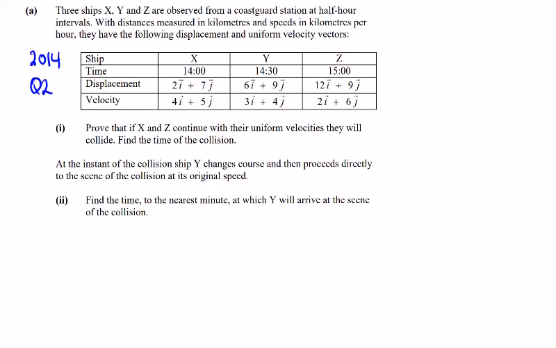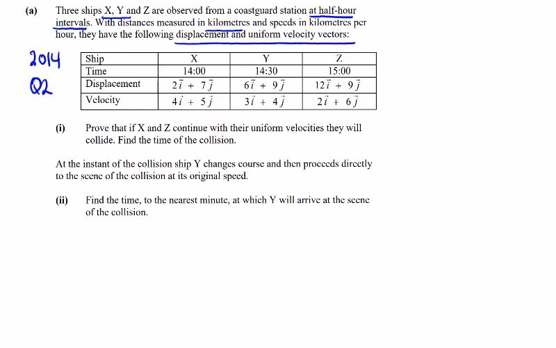Relative Velocity 2014, question 2, part A. Three ships, X, Y, and Z, are observed from a Coast Guard station at half-hour intervals. That could be important. With distances measured in kilometers and speeds in kilometers per hour, they have the following displacement and uniform velocity vectors.